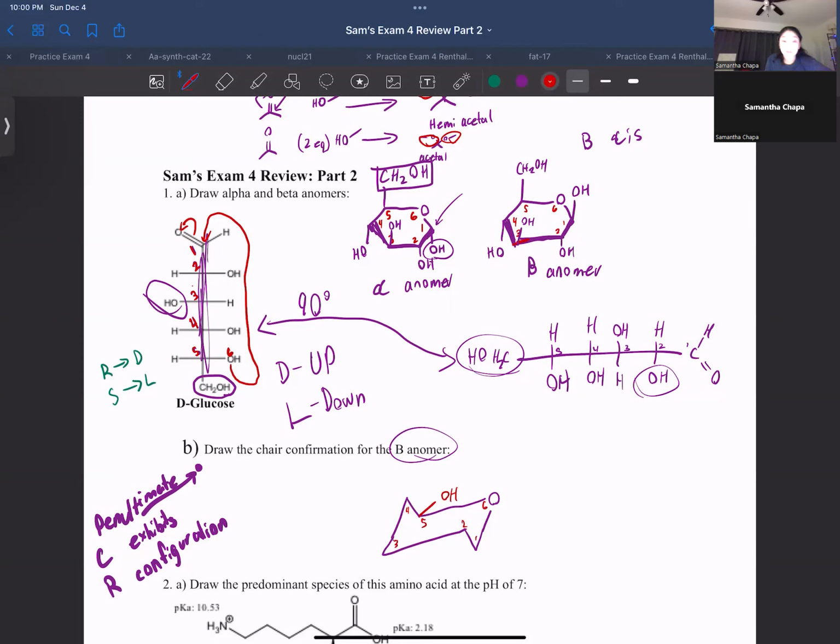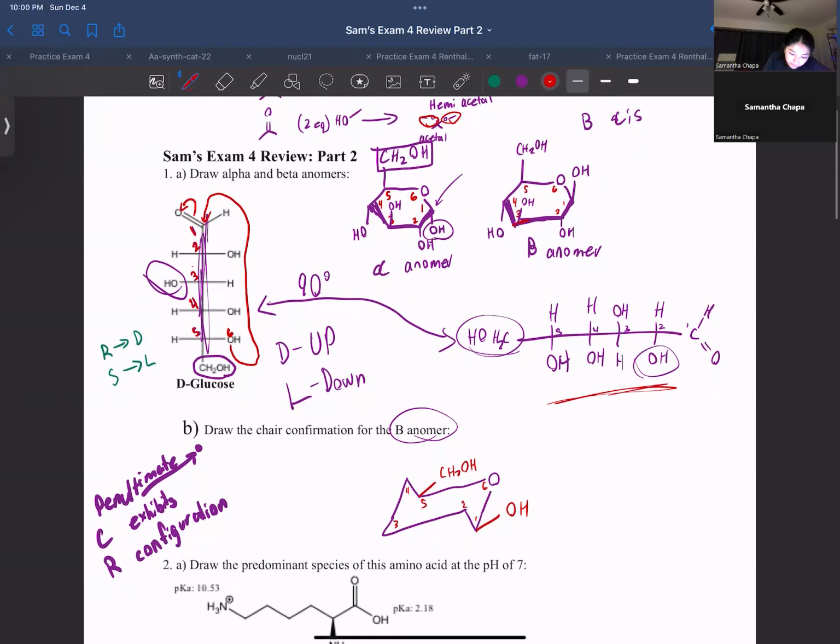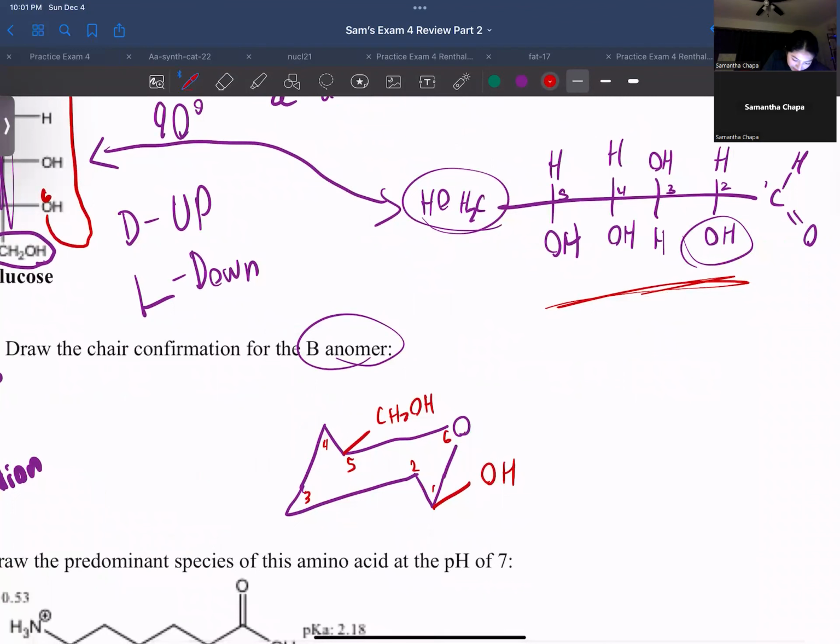And so it's beta, so it's cis. So at the anomeric carbon, oops, I wrote this wrong. At the anomeric carbon, I should also go up so that they're both going up and they are cis to each other. And then everything else as usual, how we did it right here. So my second carbon is going down, equatorial. Third carbon is going up, equatorial. And the fourth carbon is going down, equatorial.